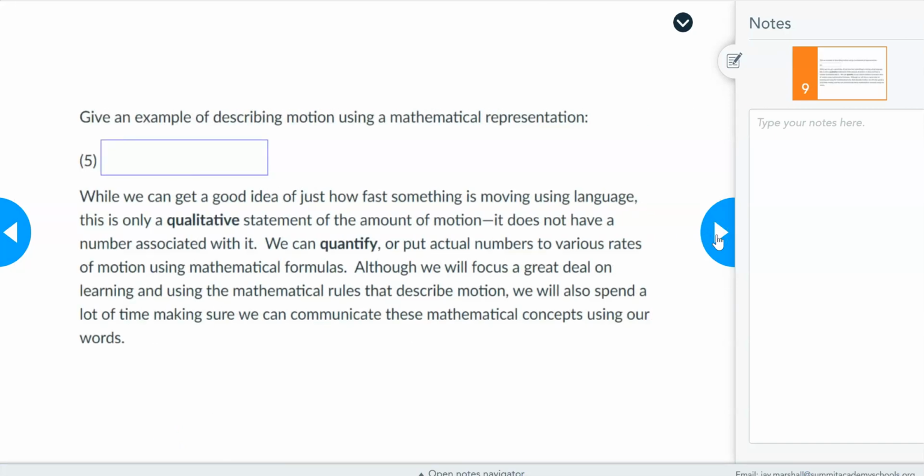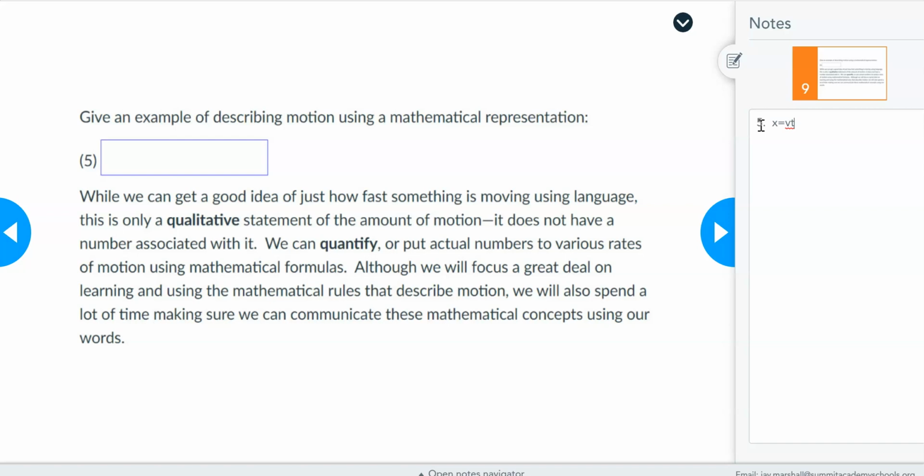Give an example of describing motion using a mathematical expression. Okay, so we're just going to type out a simple formula here: x, which is my position, is going to equal velocity times time. So it's a very straightforward way to find how far something went given the velocity and the time of the motion. We can get a good idea of just how fast something is moving using language, but this is only a qualitative statement of the motion.